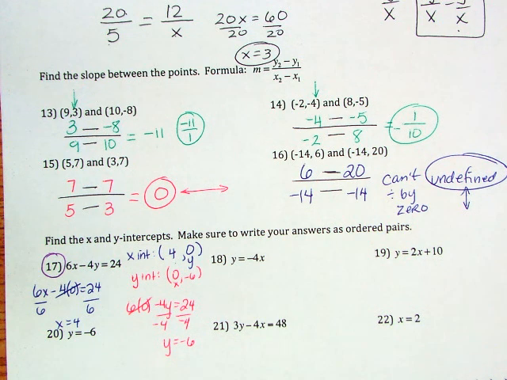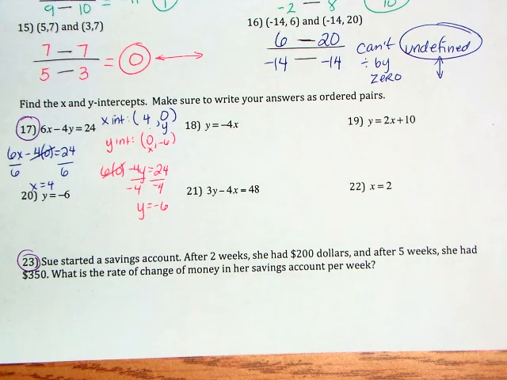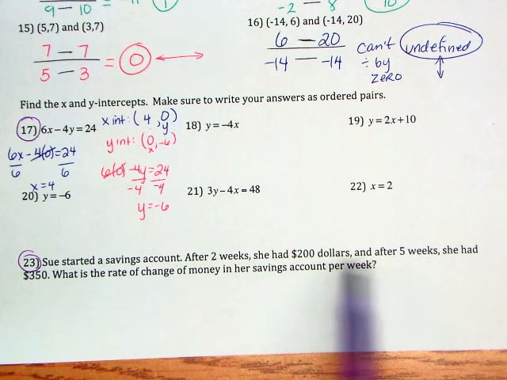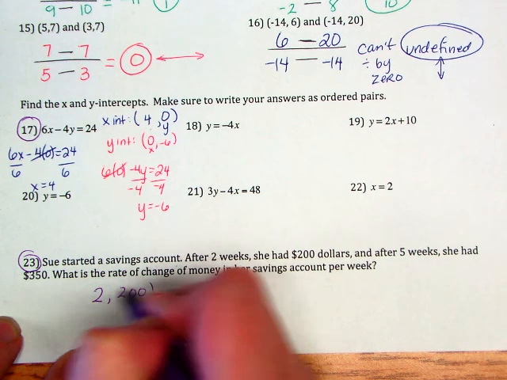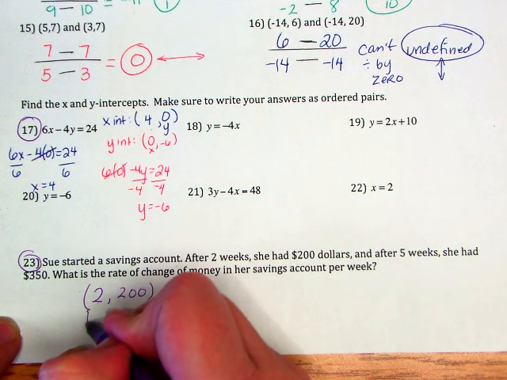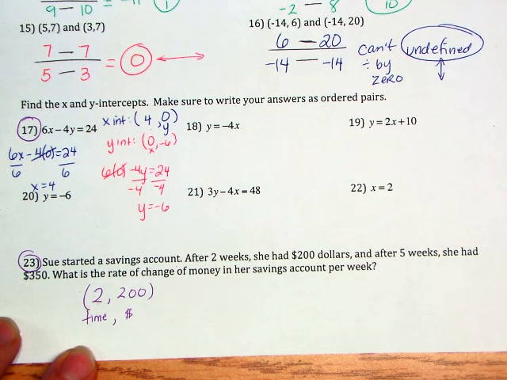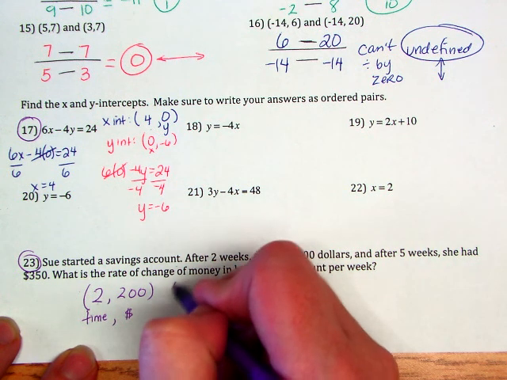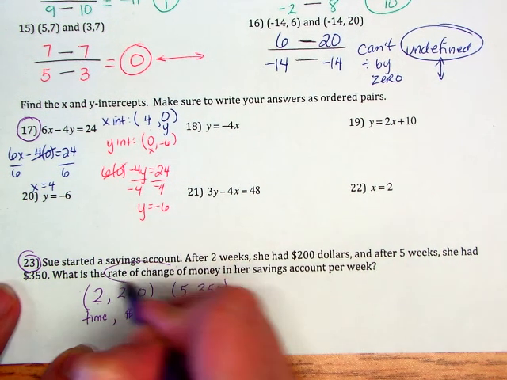The last problem is another word problem. Sue is starting a savings account. After 2 weeks, she has $200. When we set up our ordered pairs, keep in mind this x variable should always be time. And then, of course, y in this case is going to be money. After 5 weeks, she has $350. What is her rate of change?